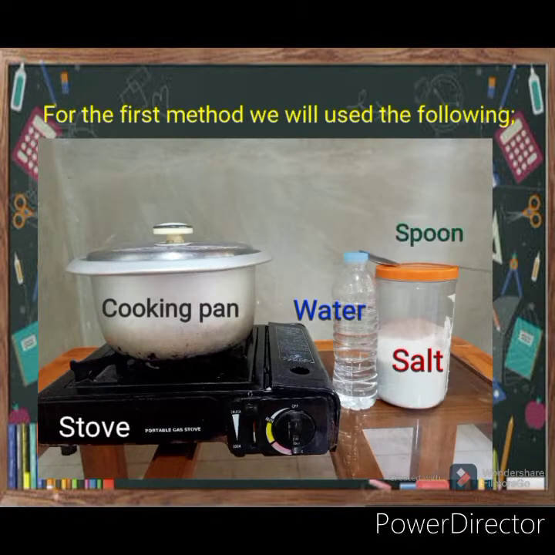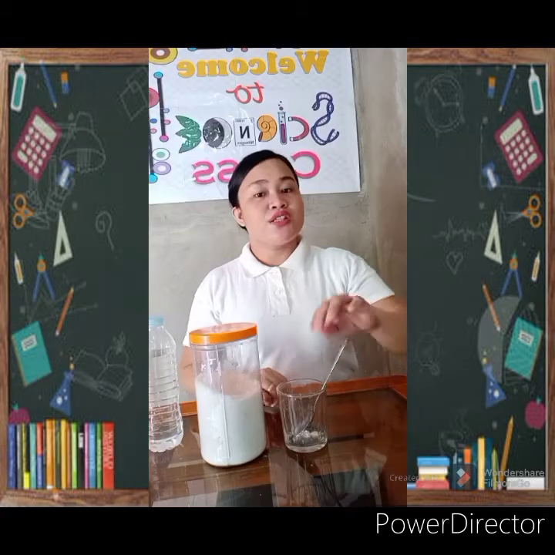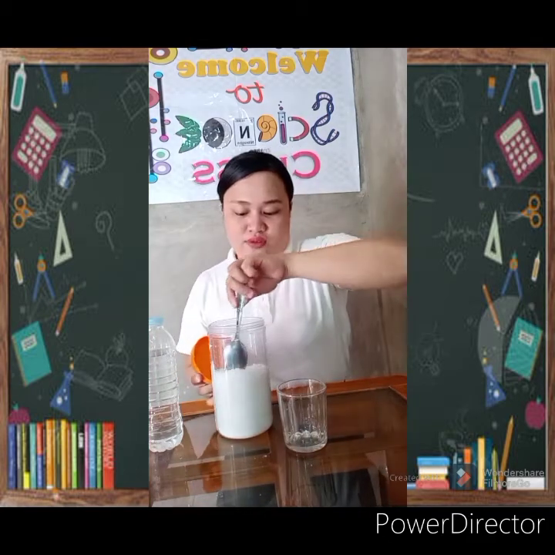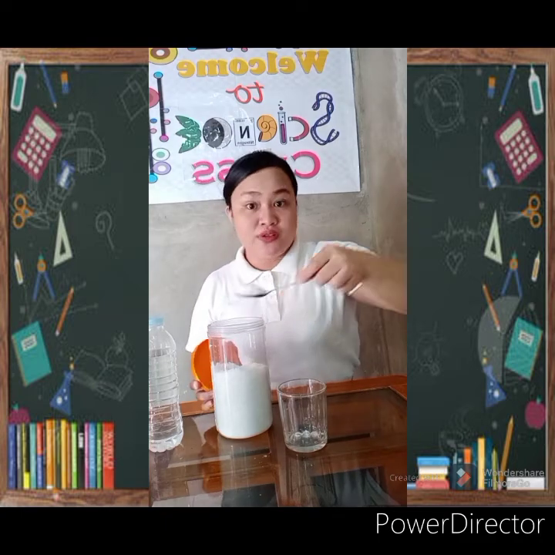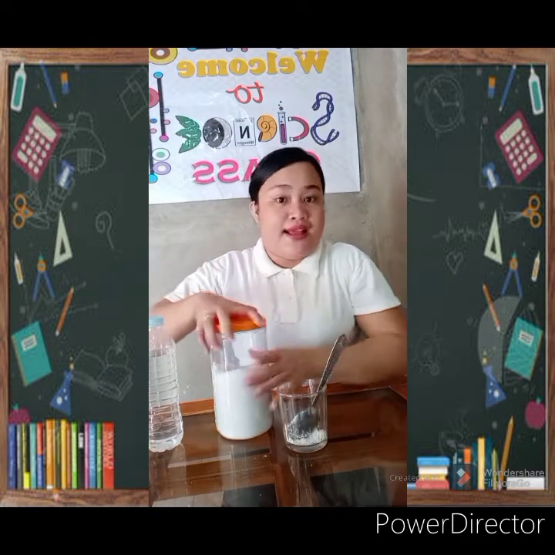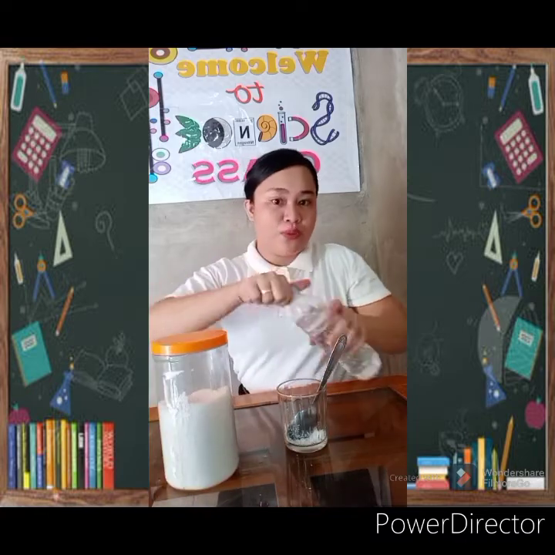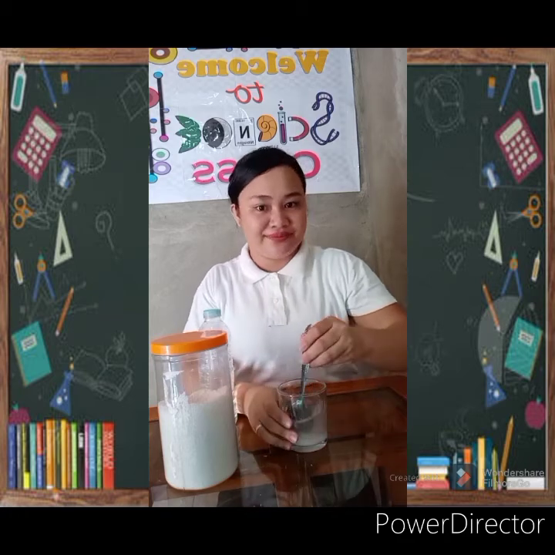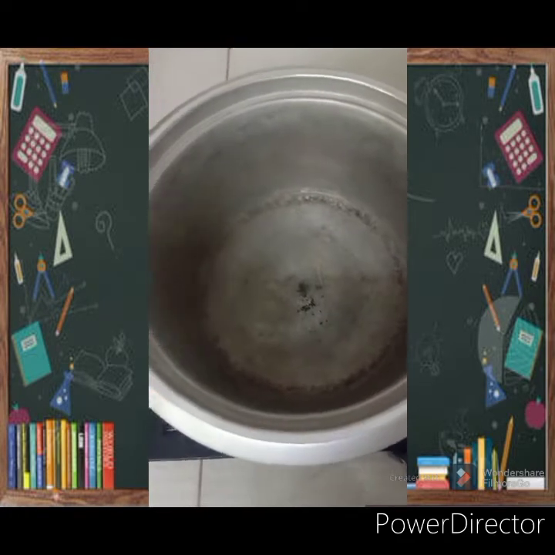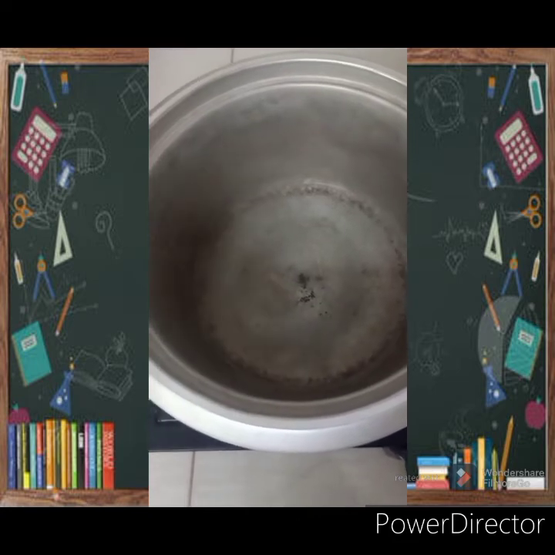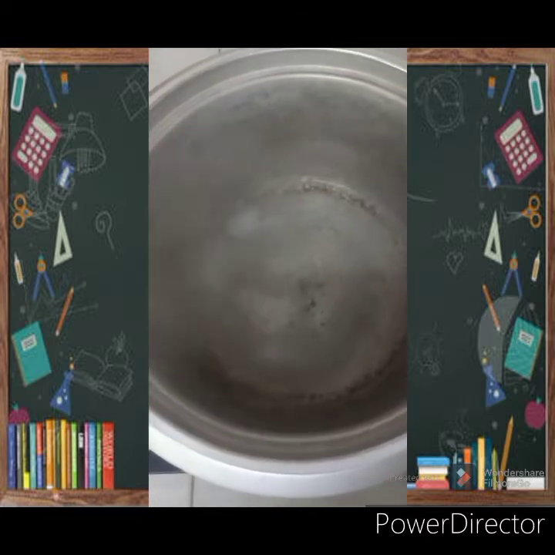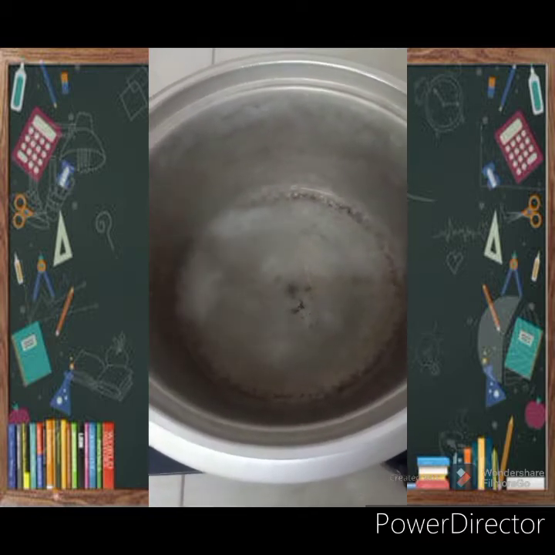Now for the first method, we will be using a cooking pan, stove, water, salt, and spoon. So while preheating the pan, let's mix the water and salt. Add 1 tablespoon of salt in the glass. Add water and stir. Now pour the mixture of salt and water to the cooking pan. Wait for a minute and observe what will happen to the mixture of salt and water.